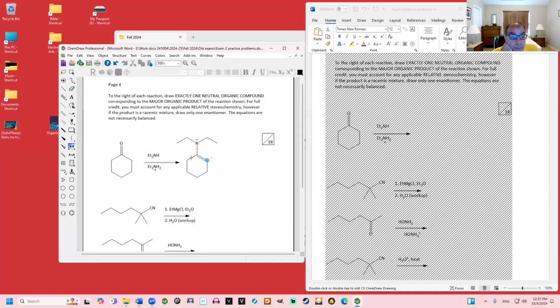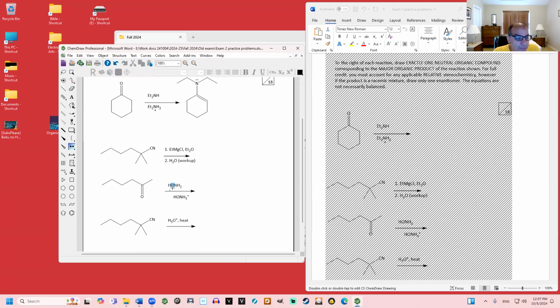You can put the double bond on either the left side or the right side. It's the same compound. That compound is symmetrical. So that's the enamine that you would get by treating cyclohexanone with diethylamine in the presence of an acid catalyst. You need to know the mechanism also. We went over that mechanism in class.